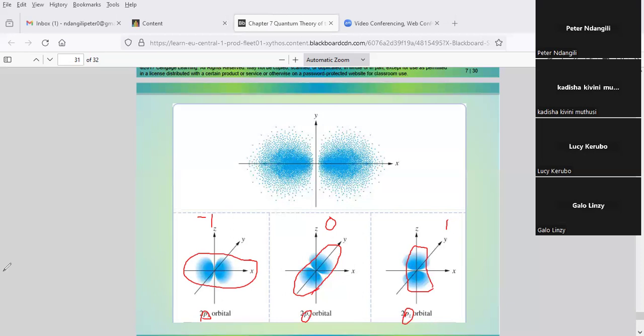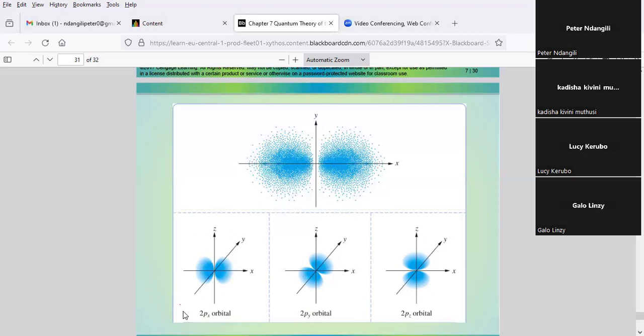Yes. Kadisha, there was another question. Yes, okay. I've not quite understood the shapes because if you look at the dumbbell shape of the 2px, you'll notice that one dumbbell lies between the y and x plane, and the z axis is totally untouched. And then for the 2py, you notice that it touches on the z, the y, and the x. And then the 2pz, it touches on the z and y axis, but it doesn't touch on the x axis at all. So would you clarify on this? Yes.